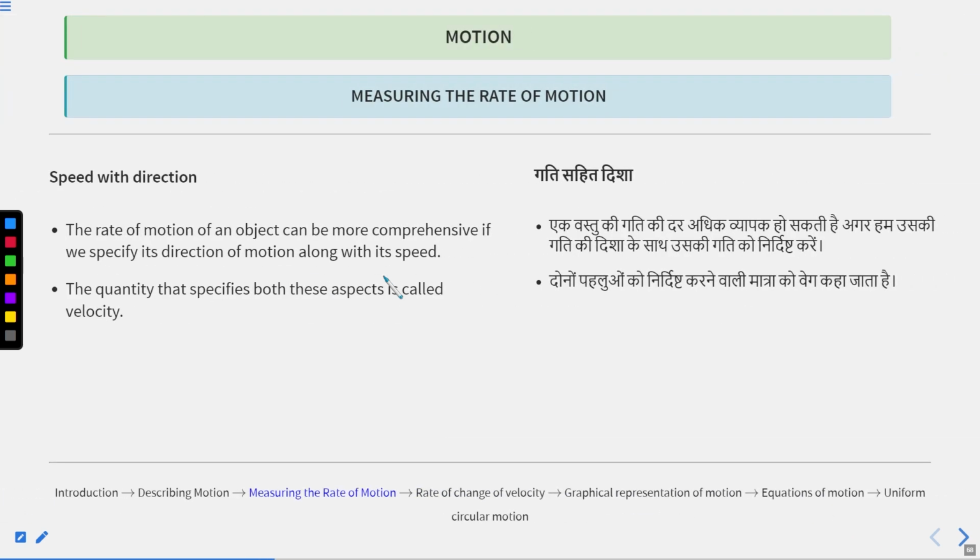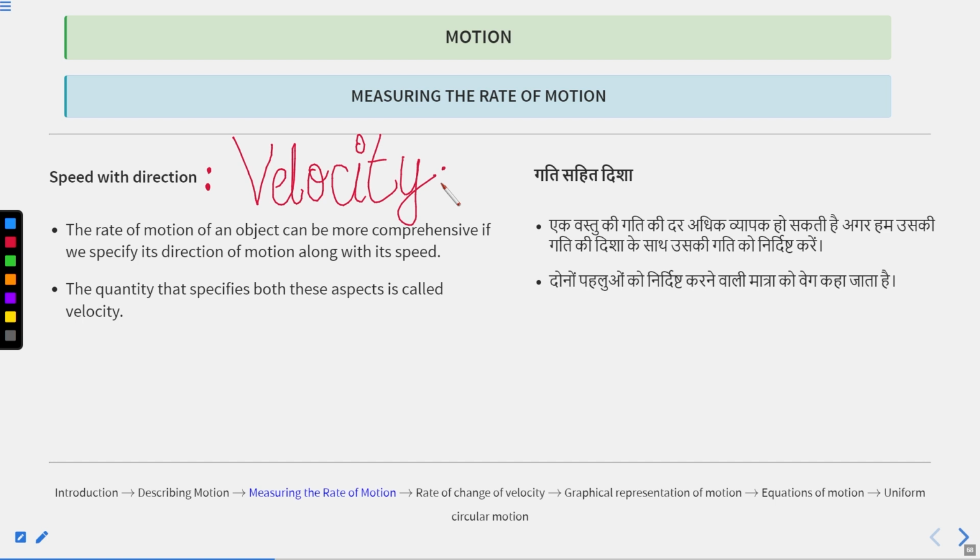Now let's understand a new topic, which is speed with direction. I have explained to you before that speed does not have any direction. But what will happen if I include direction as well as speed? Then it will become a new quantity known as velocity. So speed with direction is known as velocity, and it is a very important term in physics. Now we are going to study velocity. So velocity is just speed with direction.